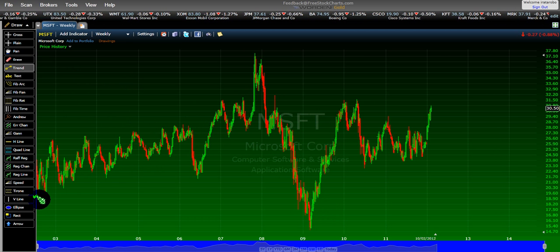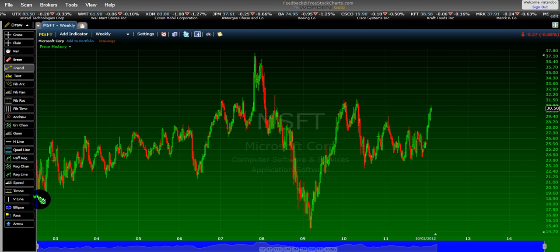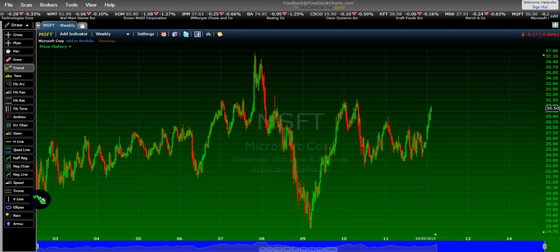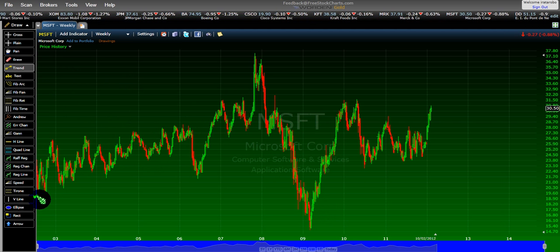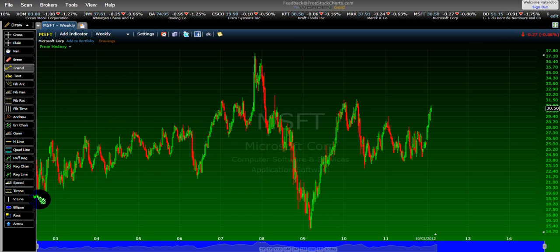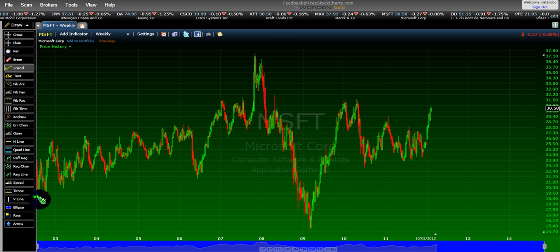All right, so a bullish trend line is a trend line that joins a low and a higher low. It's a positive slope trend line, a rising trend line. So it must be rising, it must have a positive slope, and it must join one low and one higher low. This is a bullish trend line.